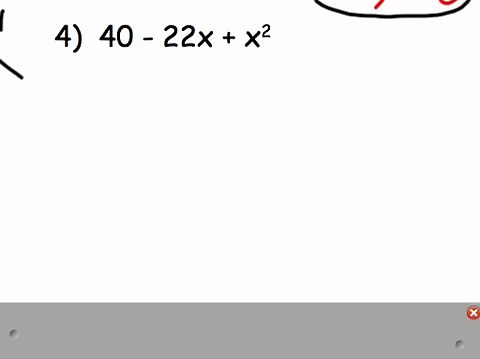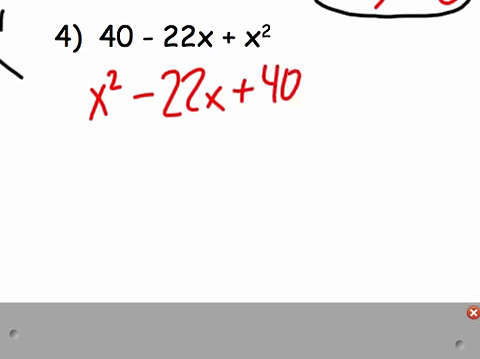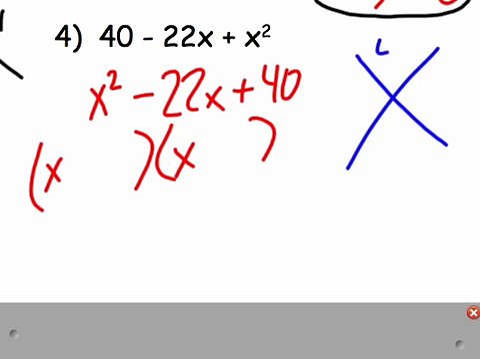If you take a look, it's not in our standard form. We got to get that x squared first. I'm going to rewrite this. Minus 22x plus 40. Okay, I know it's going to factor into a product of two binomials. I know my first term is x. And this is kind of like that number 1. They're going to both be negative, right? Because I need factors of 40 that add up to negative 22. So they're both going to be negative.